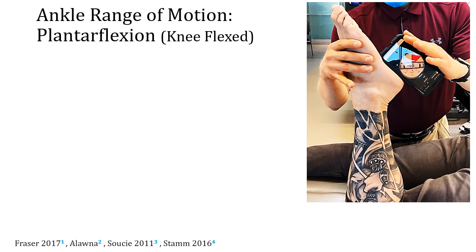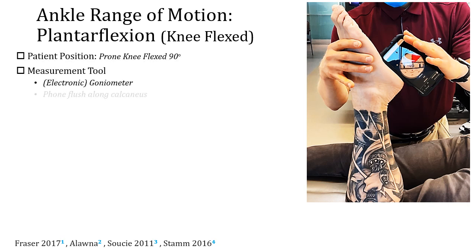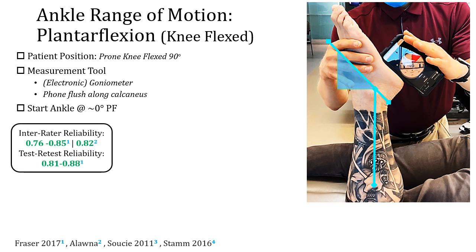Then when we look at the ankle range of motion for plantar flexion and the knee flexed position, once again the patient is going to be in prone, knee flexed to 90. You'll zero the absolute vertical using the phone along the long axis of the lower shank, that is, along the fibula. The phone is going to be flush against the calcaneus with the corner of the phone right at the inflection point of the fifth metatarsal, the inflection point between the rear foot and the midfoot. That ensures you get an accurate measurement of the true rear foot plantar flexion.